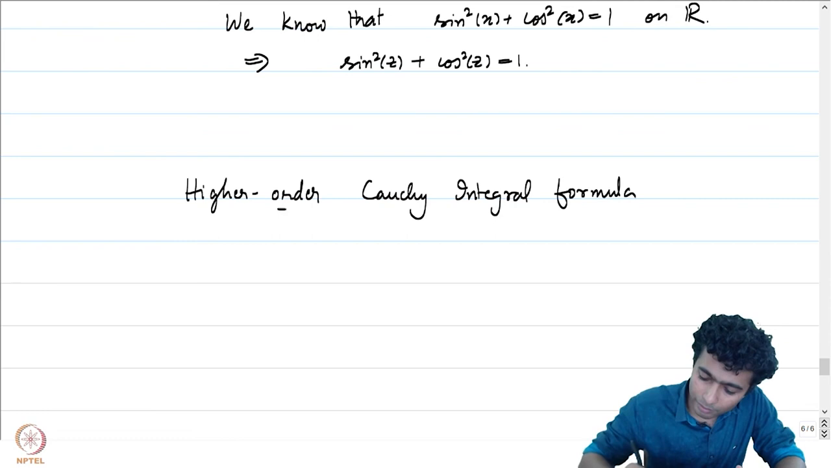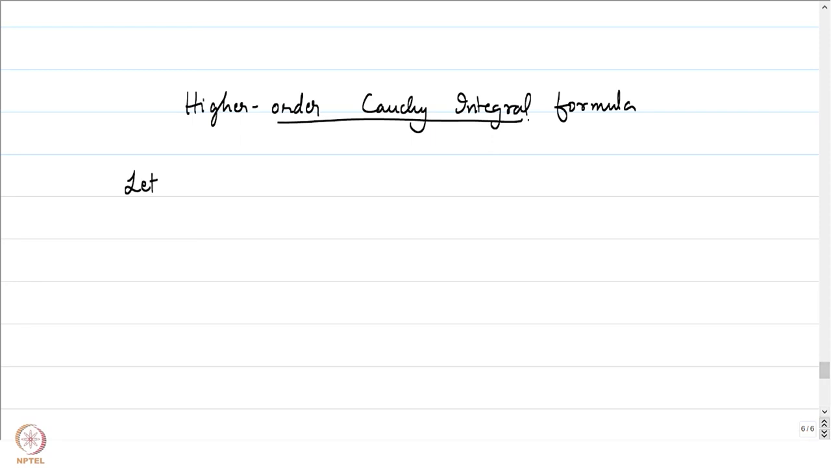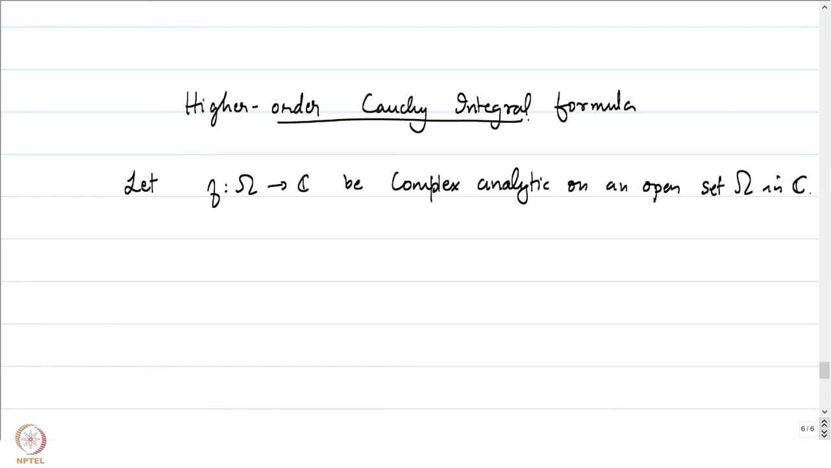We have already seen that a holomorphic function is complex analytic, and not only did we conclude that it is complex analytic, we also concluded what the coefficients of the power series expansion at any point z0 are going to be. So, let me note that down and use it to conclude what the nth derivative at the point z0 will be. Let f from omega to C be holomorphic or complex analytic on an open set omega in C, and z0 be a point in omega with the closed disc D(z0, r) contained in omega.